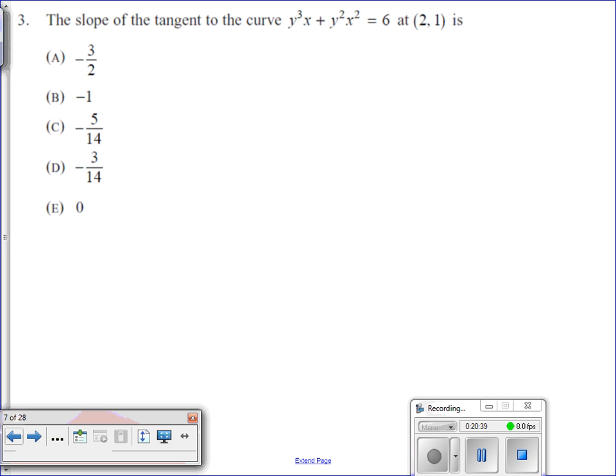Slope of the tangent. What are they talking about? Oh, derivative. Okay, so we got to get the derivative, dy/dx, at the point (2, 1). So did you go through the whole thing and then you got the wrong answer? This is painful when this happens because there's always an implicit differentiation. You know, where did I make a mistake?